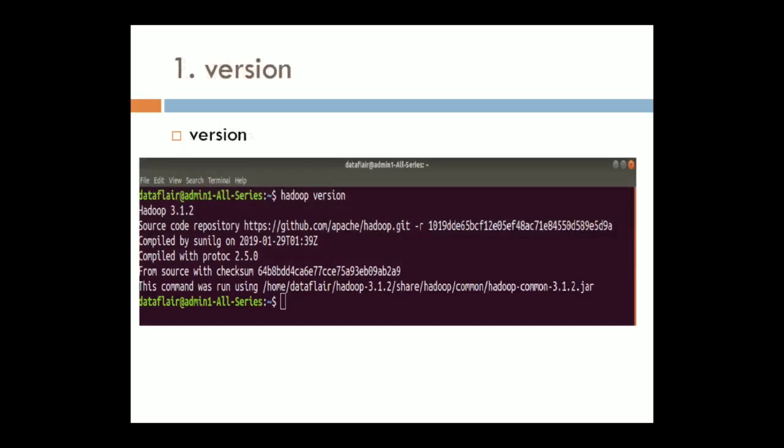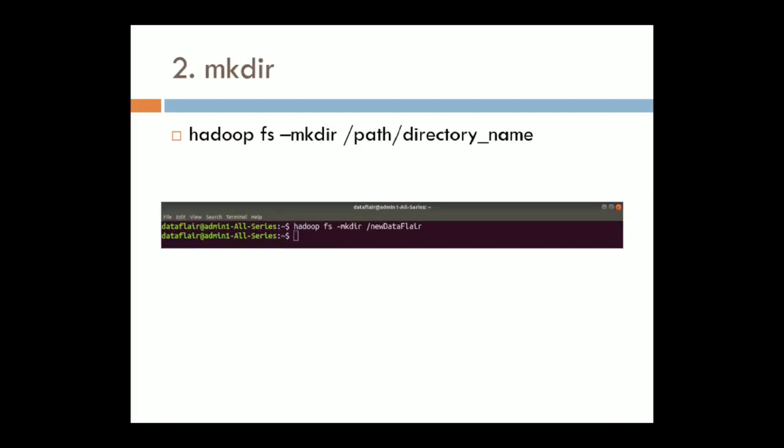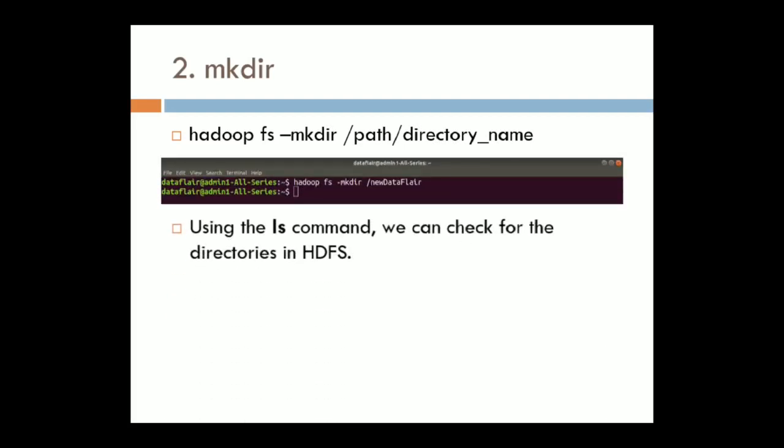In this, the syntax is very simple, where we have to just write version. Hadoop version, if I do, I'll be getting the Hadoop version as 3.1.2. The second one is make directory. In this, HDFS make directory path directory name. This is what the syntax.